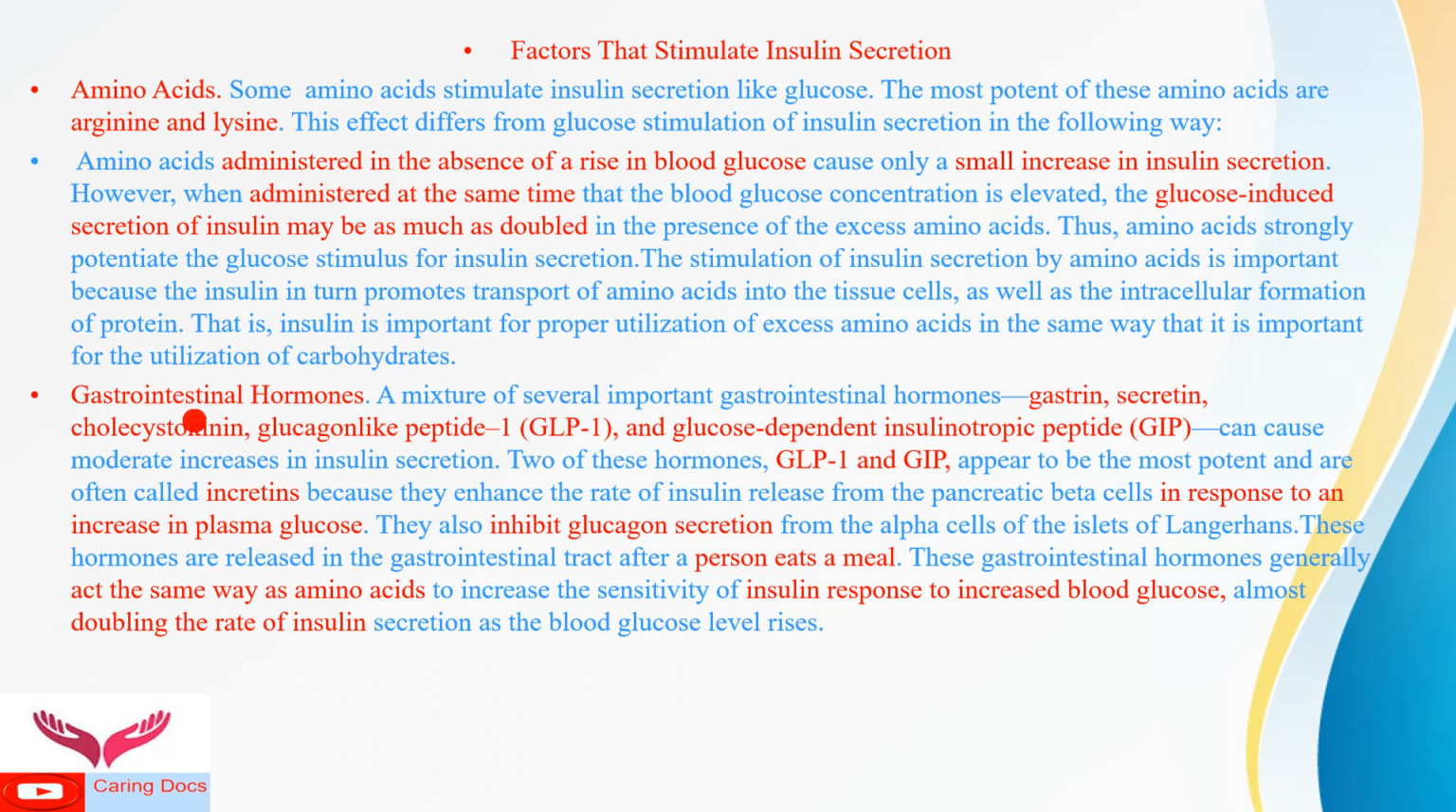They also inhibit glucagon secretion. So GLP-1 and GIP cause an increase in insulin secretion when the patient eats a meal or takes glucose. They also inhibit glucagon secretion. So these GLP-1 and GIP are nowadays used in control of blood sugar. Their analogs are available.